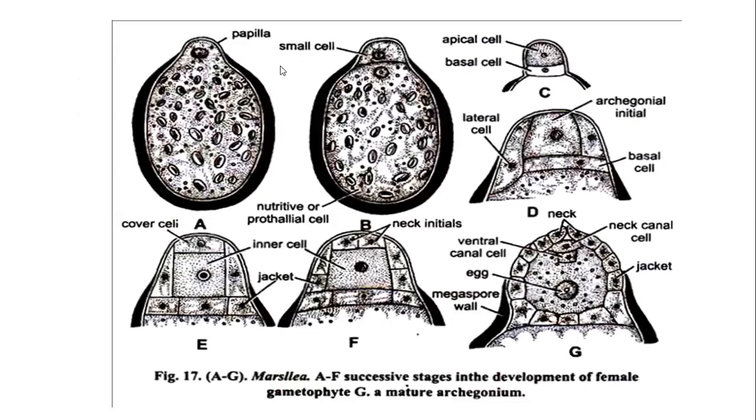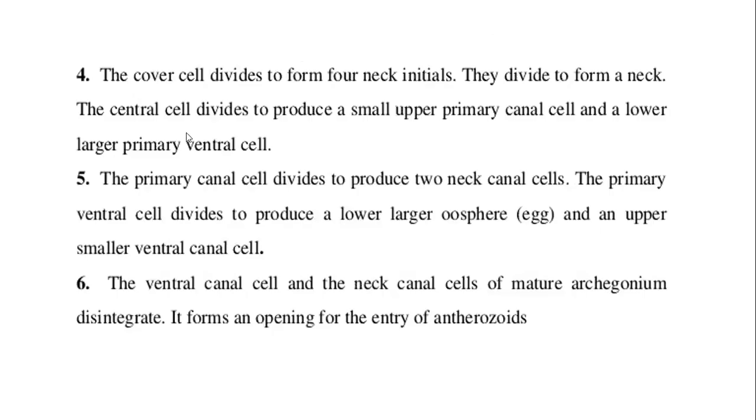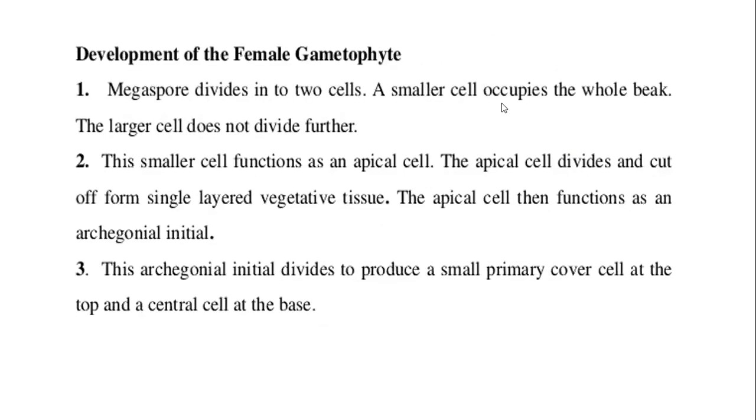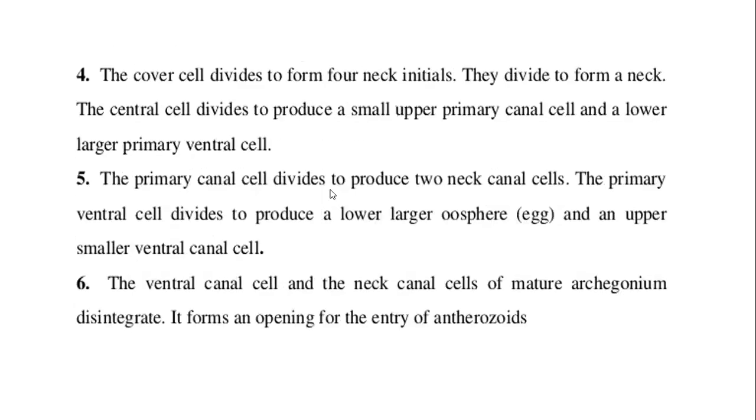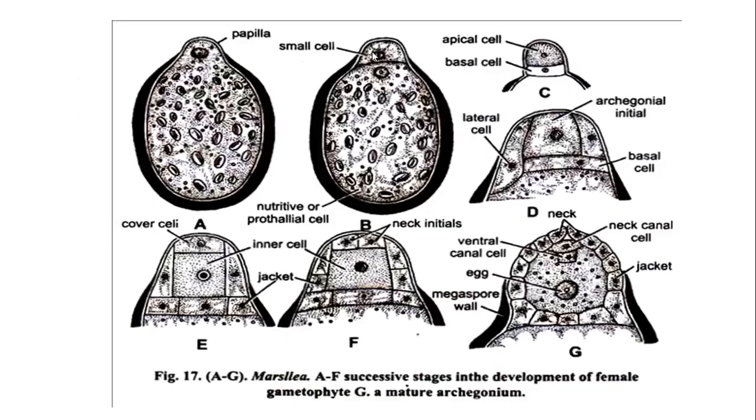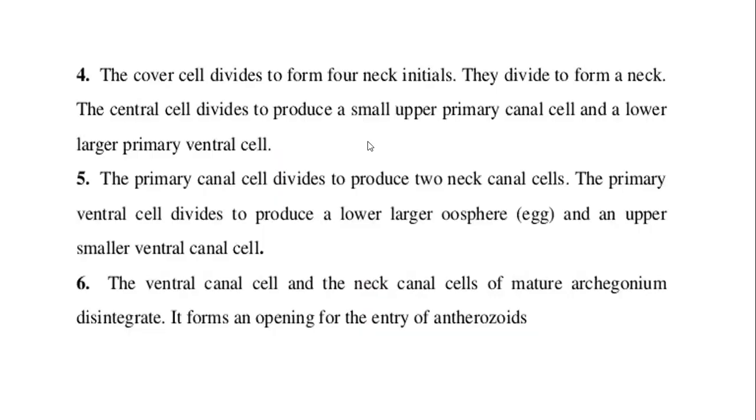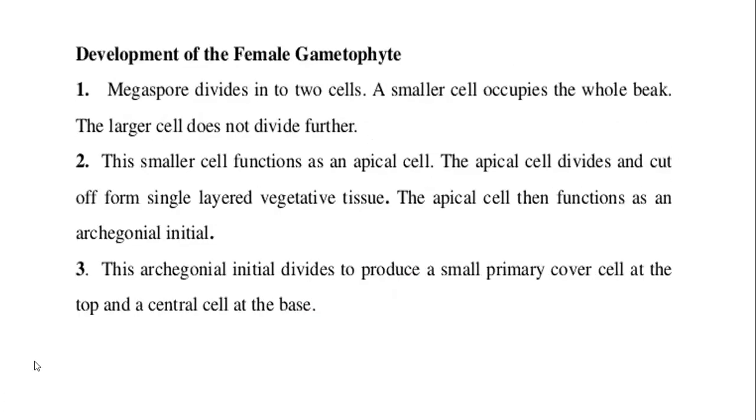So this is a megasporangium, this is a single megaspore. Now the single megaspore will divide into two cells. The smaller cell will occupy the whole beak and the larger cell does not divide further. The smaller cell functions as the apical cell, and this is the large prothalial or the nutritive tissue. Now this smaller apical cell will divide and cut to form a vegetative tissue.